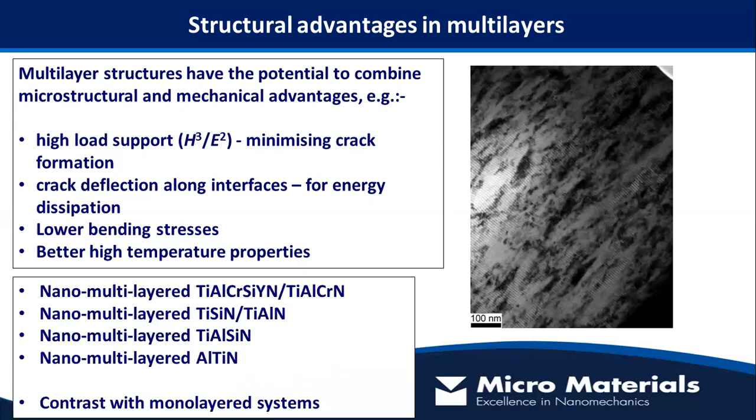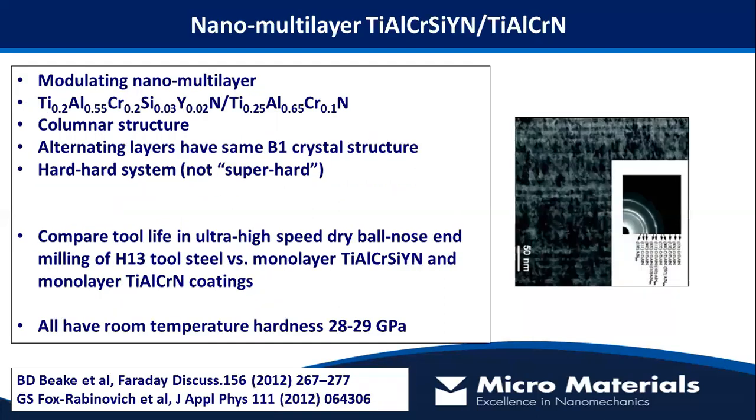So we've looked at a range of different nano-multi-layered coating systems and contrasted those with monolayered systems. We looked on cemented carbide substrates and also hardened tool steels. This first example is on cemented carbide: a nano-multi-layered titanium, aluminium, chromium, silicon, yttrium nitride nanolaminate with a titanium, aluminium, chromium nitride system. This retains some columnar structure, and it's a hard system. Its hardness is not so different from the monolayer coating systems it's being compared against.